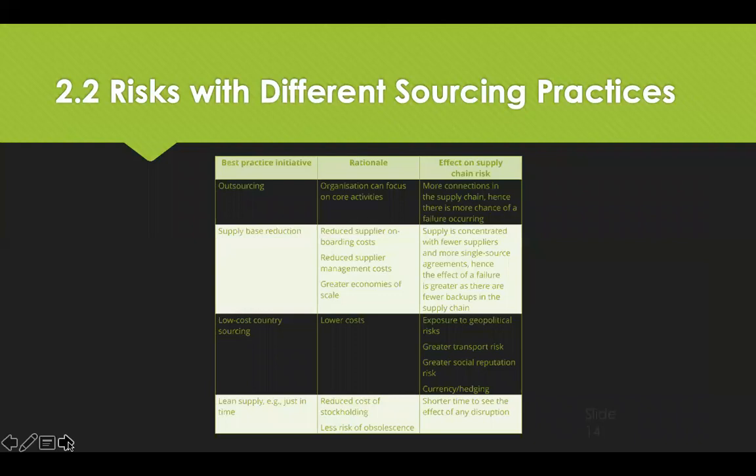Now, lean supply programs will aim to reduce the cost of stock holding and obsolescence. Lead times are lesser, which means that you might need to have some buffer stocks in the supply chain, but the effects of any disruption are therefore felt really quickly if production stops. Now, any supply chain disruption can quickly have devastating consequences. Low-cost country sourcing has led to additional transport links, causing more potential for disruption, exposure to many more geopolitical risks, and exposure to reputational risks.